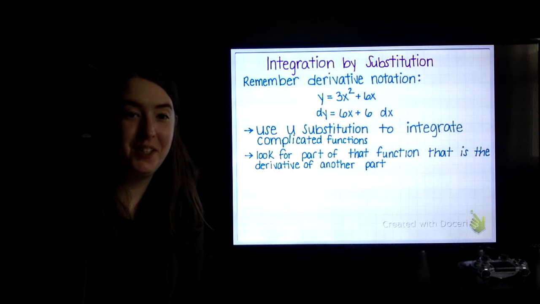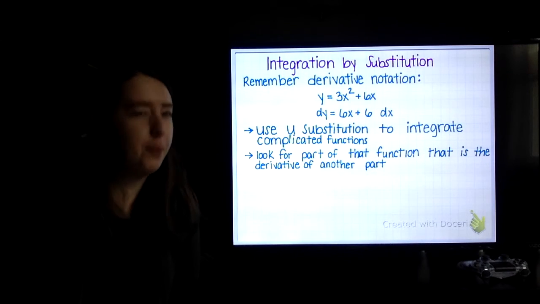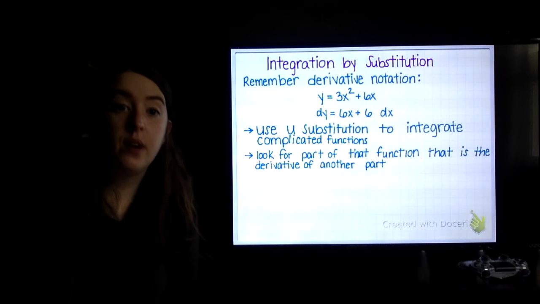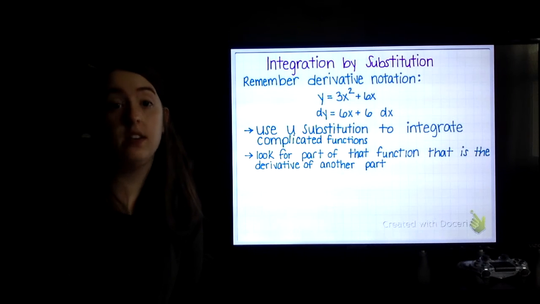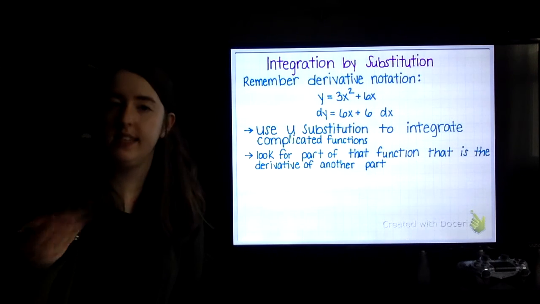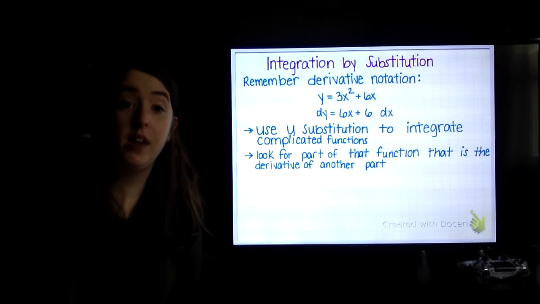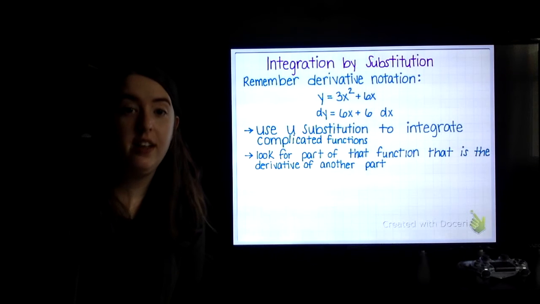Integration by substitution. Some of our problems are going to get pretty complicated, and one of the ways to make those complicated problems a little bit easier is to replace something with something else, do our integration, and substitute it back in. It's going to be called u substitution, so we're going to be using the letter u.